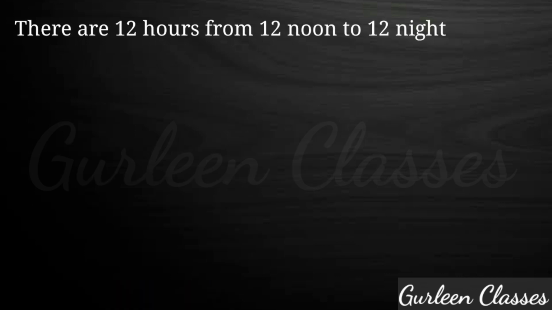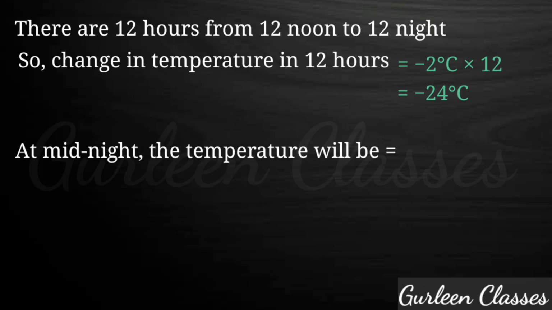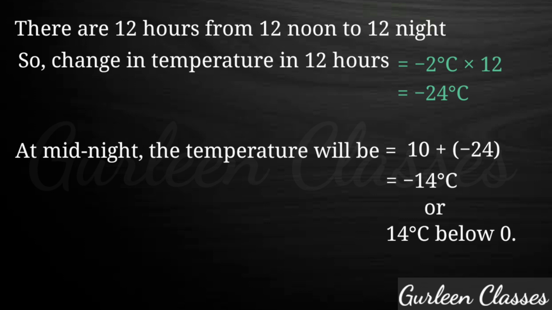So there are 12 hours from 12 noon to 12 night. So change in temperature in 12 hours is equal to minus 2 degrees Celsius into 12, that is equal to minus 24 degrees Celsius. At midnight, the temperature will be 10 plus minus 24, that is equal to minus 14 degrees Celsius or 14 degrees Celsius below 0. If it is positive, we will say above 0. If it is negative, we will say below 0.